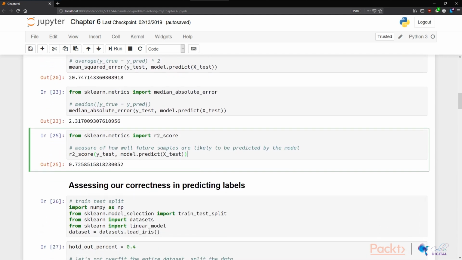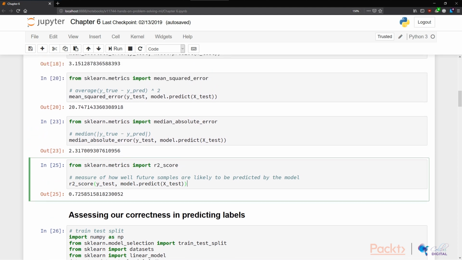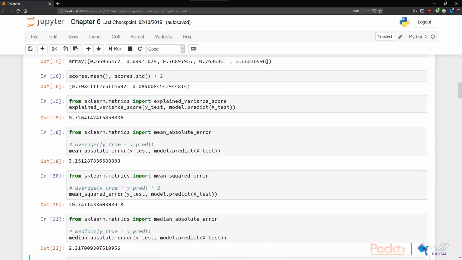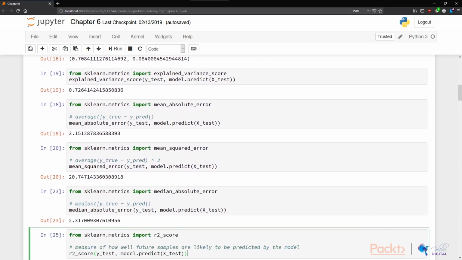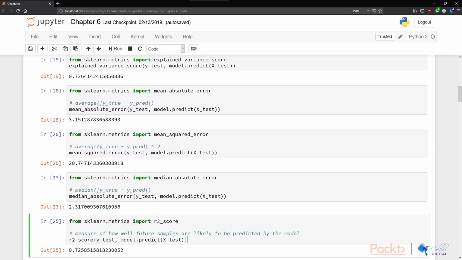The last one here is the R2 score. So if you're an Excel user or you've done any sort of traditional statistics, this is likely to be very familiar to you. In a machine learning context, this is simply a measure of how well future samples are likely to be predicted by the model. And so here, for example, we are predicting 72.5% of the R2 score, and you can see that the R2 score is actually quite close to the explained variance score, which roughly does the same thing.